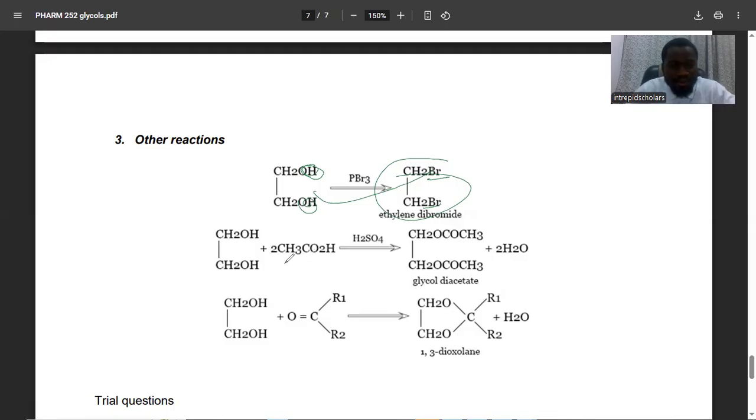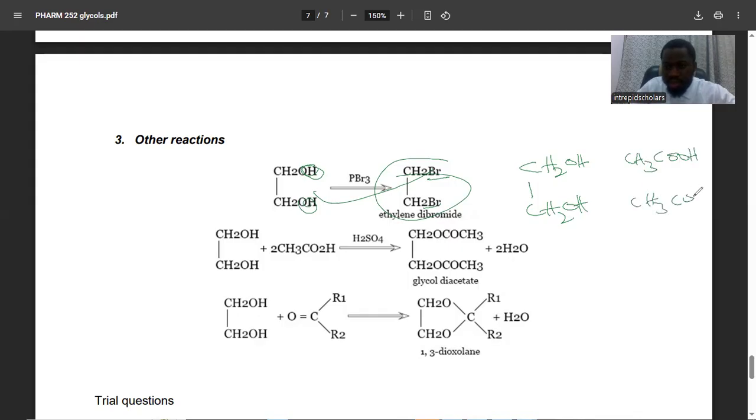Now, the next one we have is ethylene glycol plus acetic acid. What is happening here is an esterification reaction to form a very sweet-scented product, right? Esterification reaction. Let me draw the whole thing again so that we can see it well. CH2OH, CH2OH. Now, acetic acid. So this is acetic acid, CH3COOH. That is what we have.